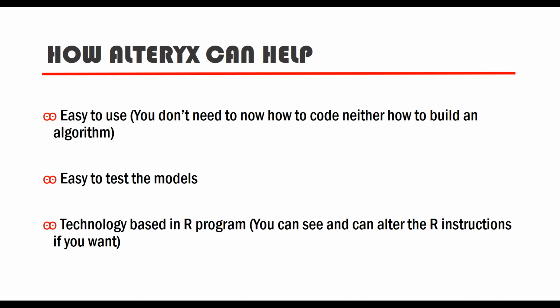Another good thing is that it's easy to test, so you can compare results and choose the best. And this one is for Willem: it's technology based on R. When you go to Alteryx, you see that there is an R in some of the tools. When you see the R, it means you can click and see how the code works. If you know how to code, you can change it and create new things.